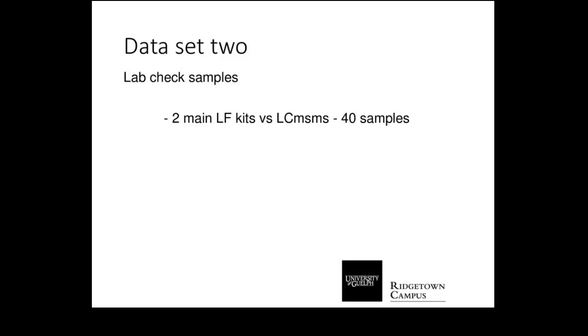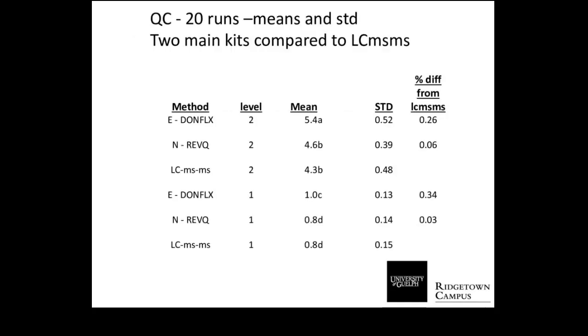So now I want to show you the results for the 40 samples that we ran in our own lab. In this case, I'm showing results for the two main lateral flow kits compared to LC-MS. And so the results, what you see here is interesting. If you compare the LC-MS for the higher level samples, 4.3, and you look at the Envirologics Donflex kit, it's measuring a 5.4. So it's about 26% different.